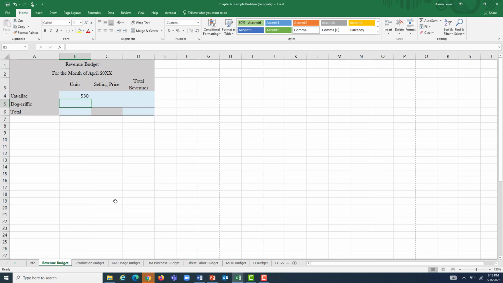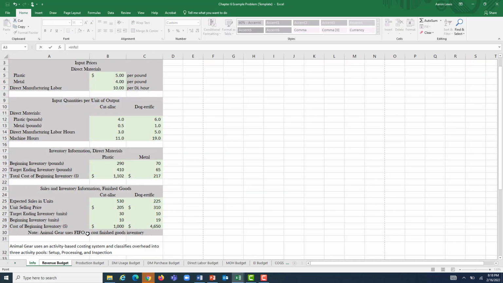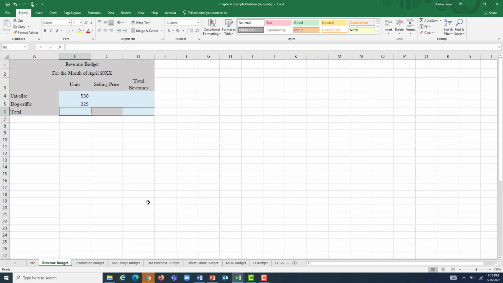Our expected sales for the Doggerific is 225. Bring that number on over. In total, we are expecting to move a grand whopping total of 755 pet carriers during the month of April 20XX. Well, what are we selling them for?